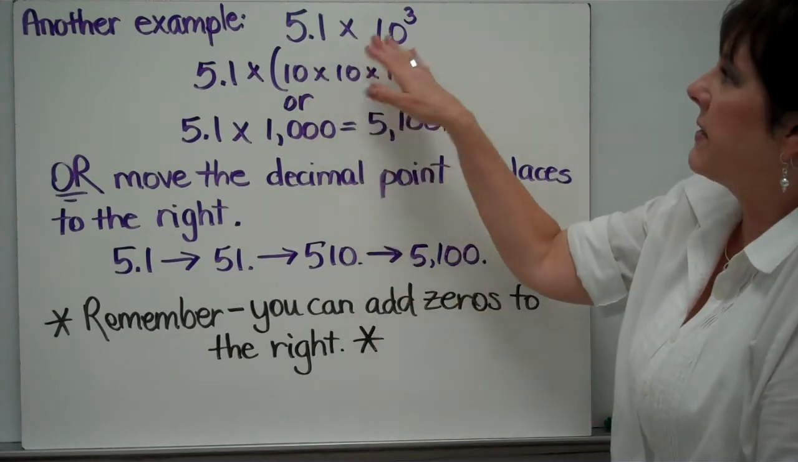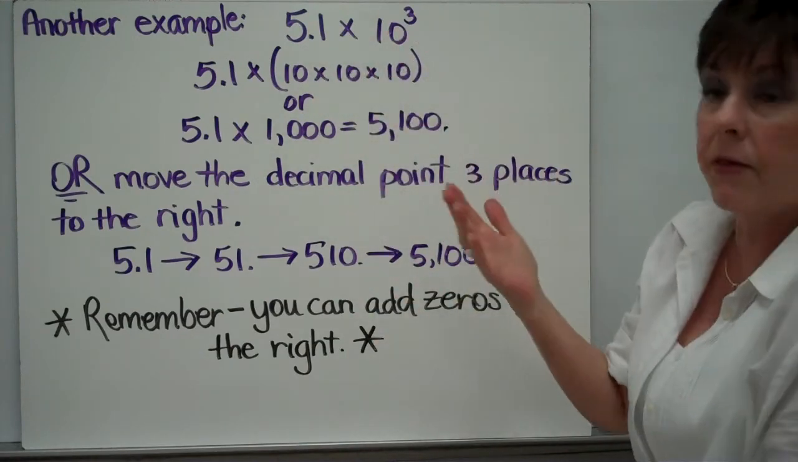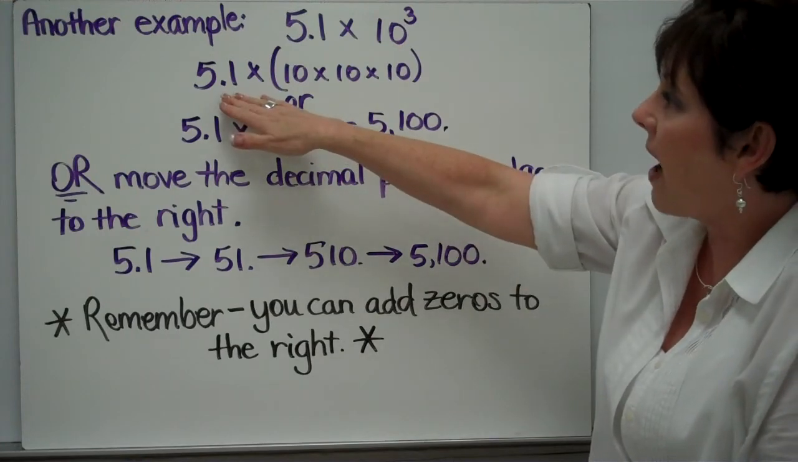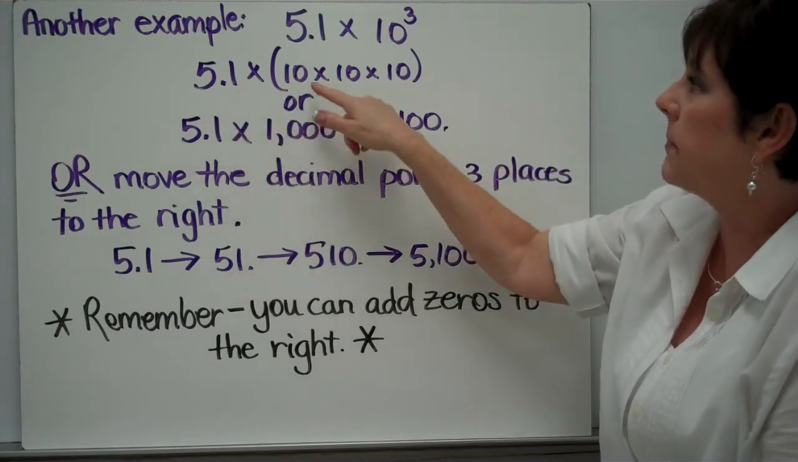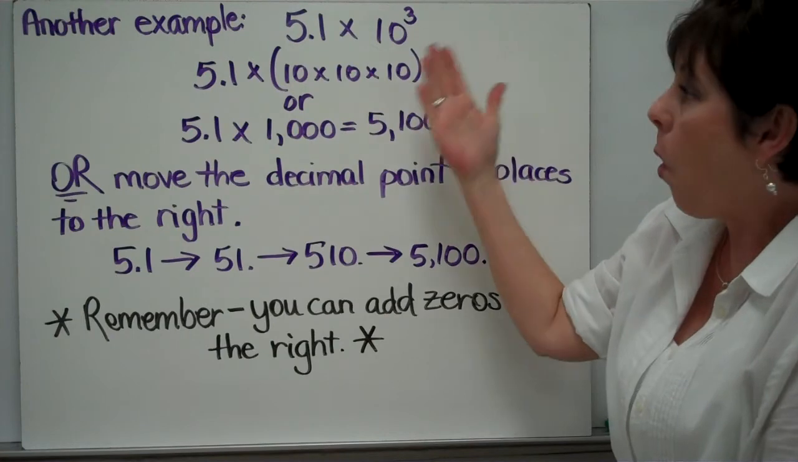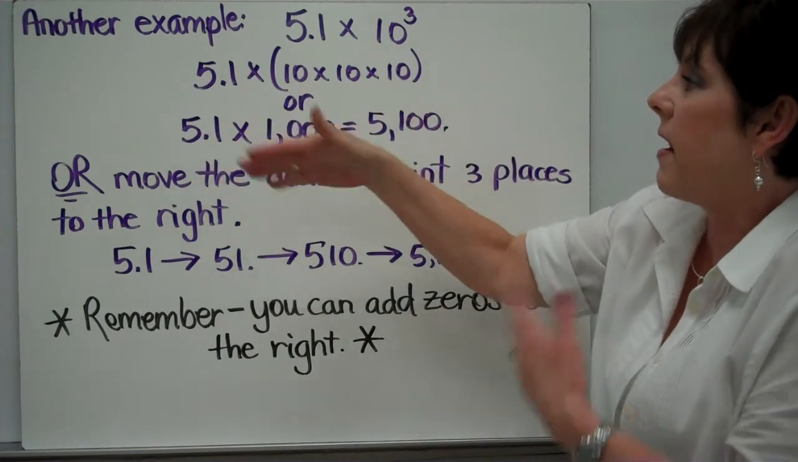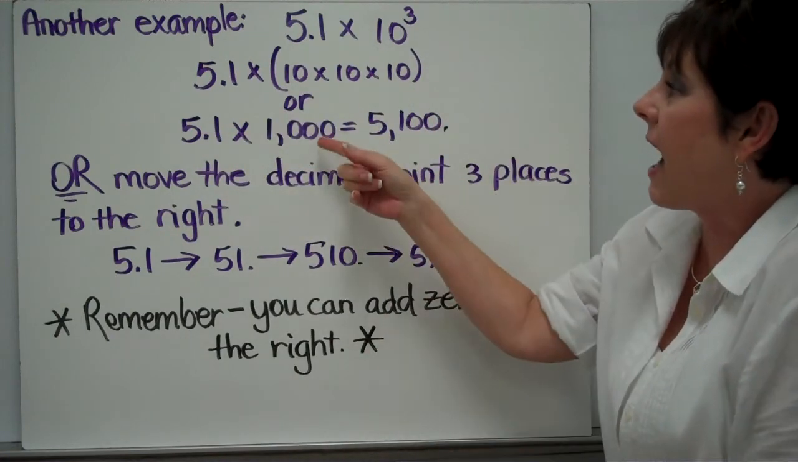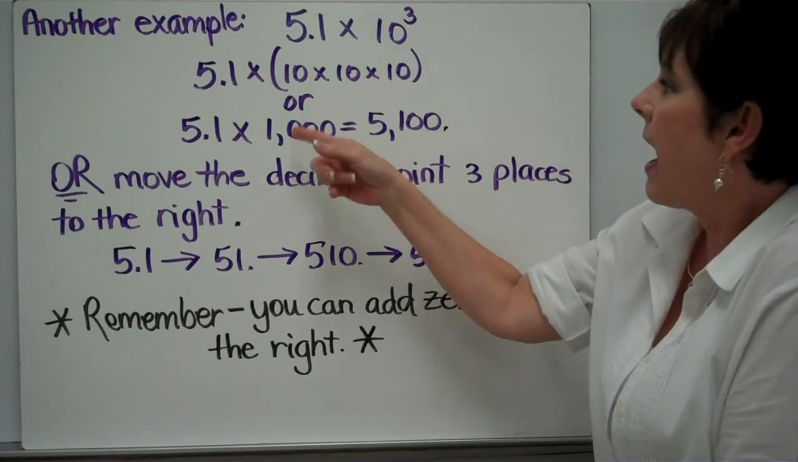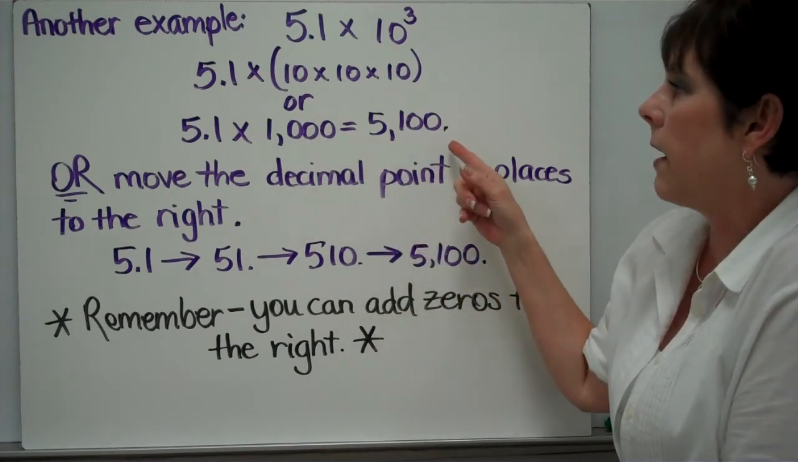All right, another example. 5 and 1/10 times 10 cubed, or 10 to the third power. That's 5 and 1/10 times 10 times 10 times 10. Or we can say 5 and 1/10 times 1,000. And that would be 5,100.